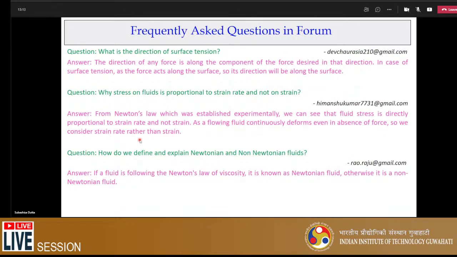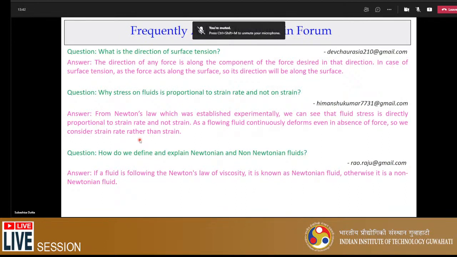What is the direction of surface tension? I think in these questions the direction is already given. If you look at it, take a small bubble and cut it, you can see the surface and which direction the force is acting. So just refer back to our PPTs and look at the directions. I think that's the best thing.